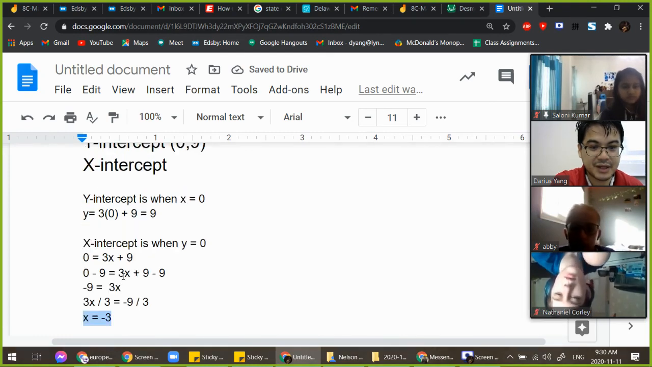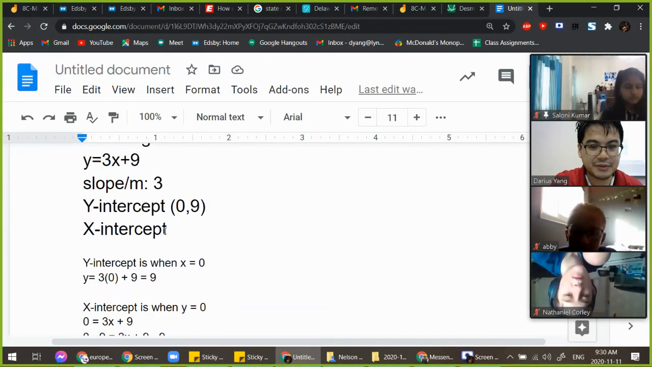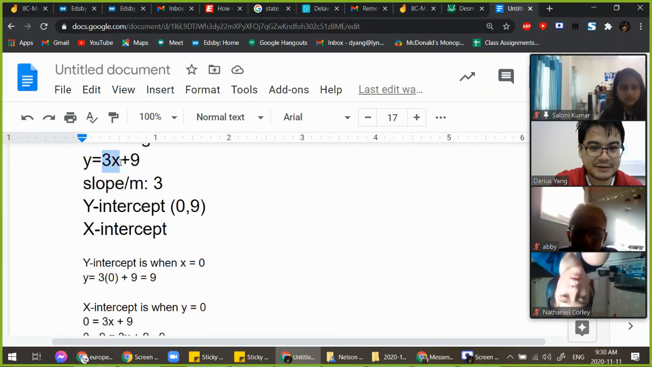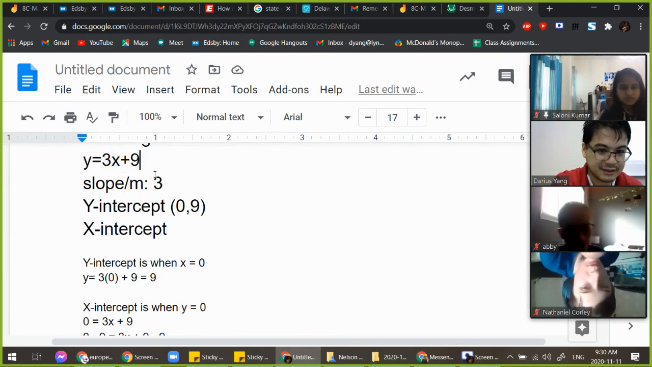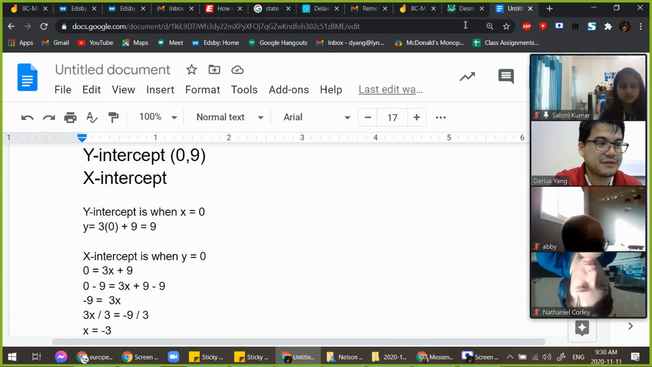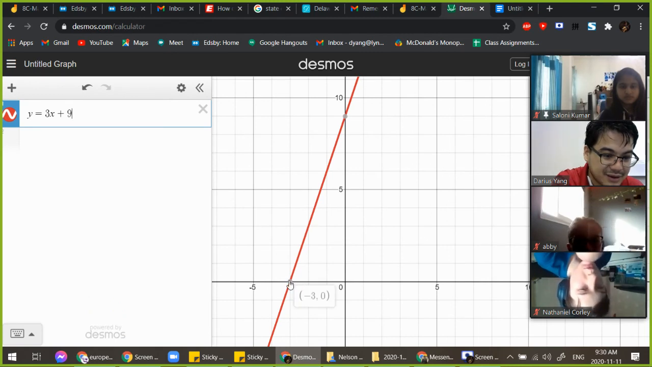Negative 3. So that means that if you go back to the original calculation and you put negative 3 in here, 3 times negative 3 is negative 9, right? Negative 9 plus 9 is 0. So when y is 0, x is negative 3. If I go back to Desmos, you see negative 3 and 0. So when the height is 0, x touches negative 3 here. That is the x-intercept, exactly the point that touches it.